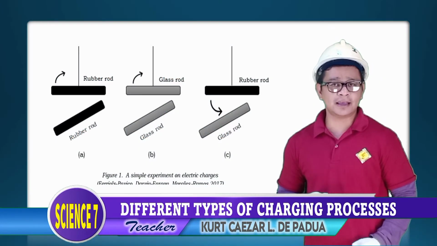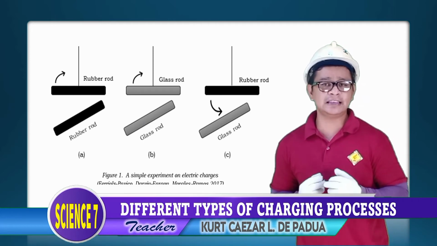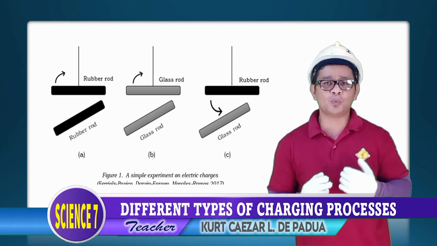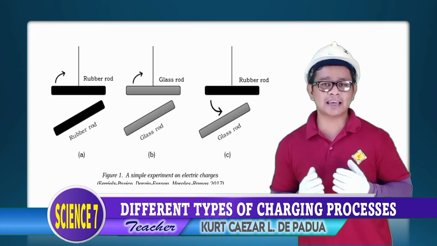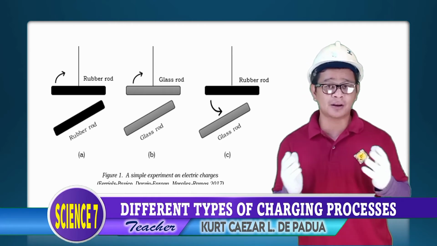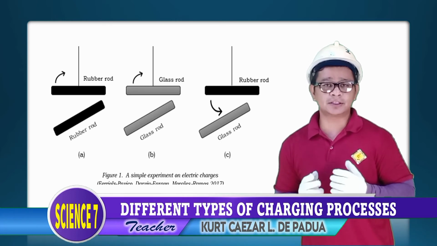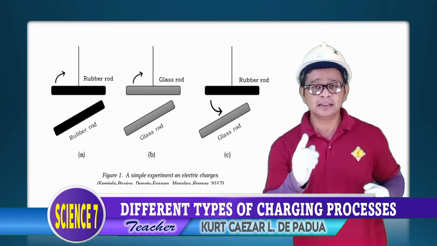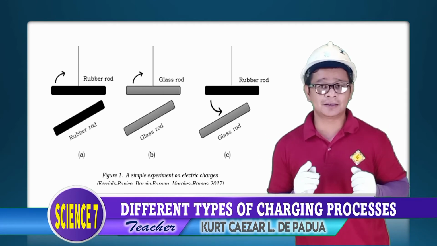In Figure 1A, it shows that we rub two rods against fur and suspend one of the rods at its center on a string. Placing the second rod near the suspended rod will cause the suspended rod to move away. Since the two rubber rods were similarly charged, this shows that like charges repel each other.